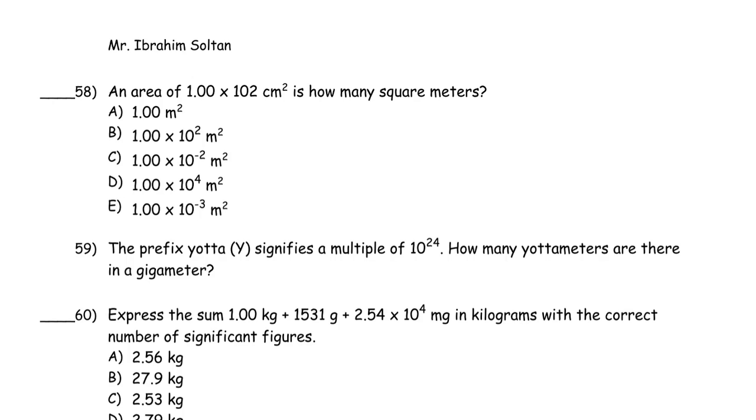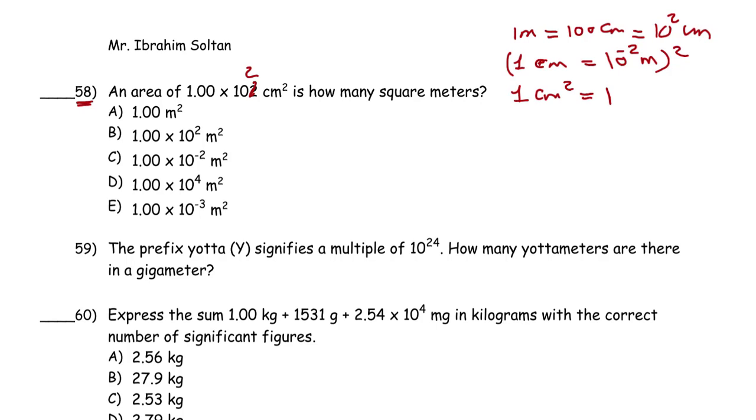Let's complete the exam review for chapter 1, Introduction to Physics, or Math for Physics. Question 58. An area of 1 times 10 power 2 centimeter square is how many square meter? I think all of you know that 1 meter equals 100 centimeter, which means 10 power 2 centimeter. And also 1 centimeter equals 10 power negative 2 meter. Let's square the two sides. So 1 centimeter square equals 10 power negative 4 meter square.